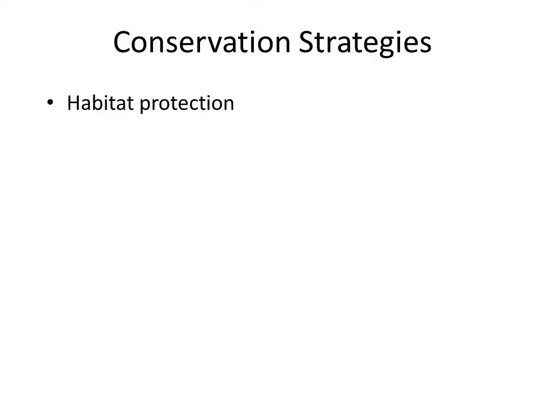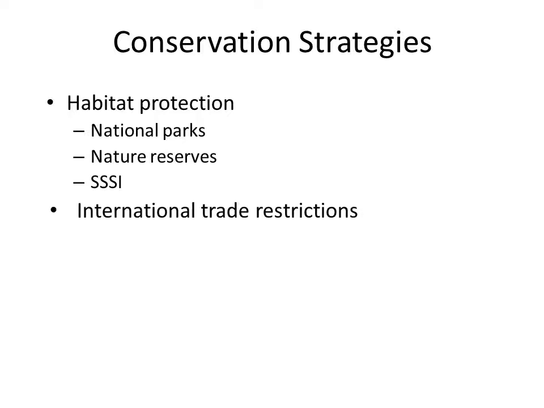Gene pools are conserved using a variety of strategies. Habitats can be protected, for example, by designating them a national park, a nature reserve, or a SSSI, or site of special scientific interest. Each of these varies in the level of legal protection that they're afforded. International agreements can be drawn up to ban trade in things like ivory, whale meat, and rare plants.